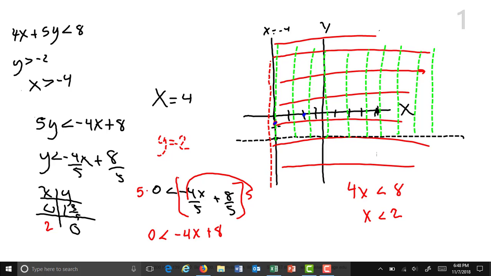Okay, I started from here. I subtracted a 4x. Then I divided by 5. Then I multiplied by 5. That's right. And then I brought the x over. And x is 2.